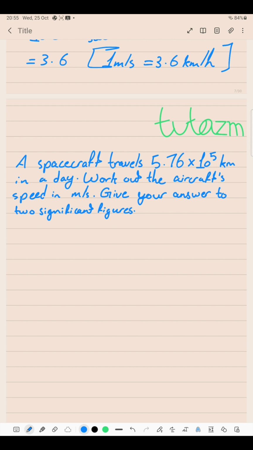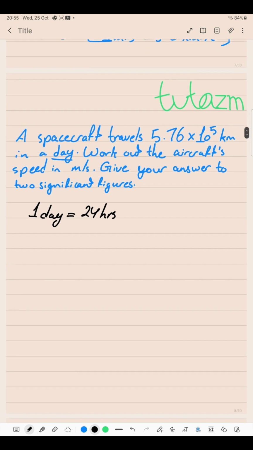So the first thing we're going to look at is converting this day into hours. So 1 day contains 24 hours. Let's then work out the speed in kilometers per hour, and then we can convert it into meters per second using our conversion rate that we just found. So speed in kilometers per hour would be 5.76 times 10 to the 5, that's our distance, divided by 24.